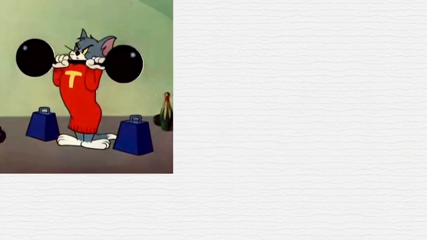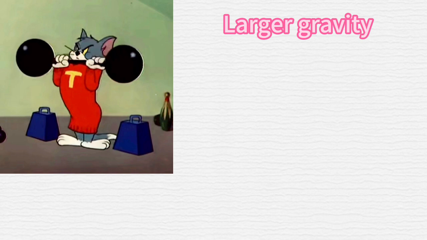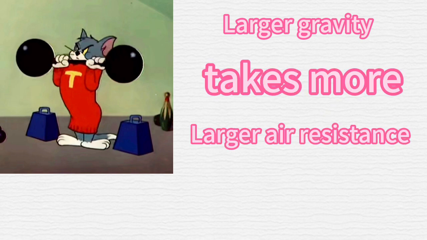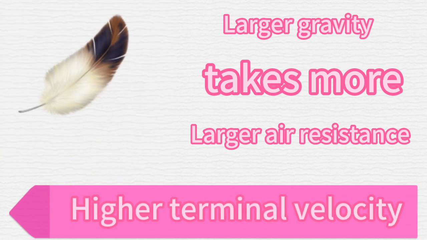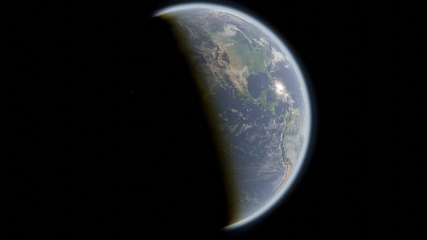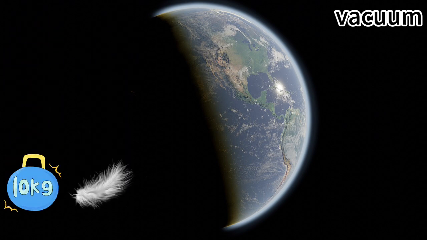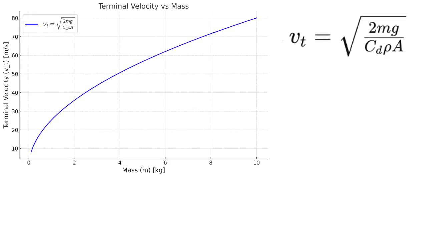Mass also influences terminal velocity. A heavier object, like a metal ball, has a larger gravitational pull, which means it takes more air resistance to balance it. This leads to a higher terminal velocity compared to a lighter object, like a feather. However, if we remove air altogether, like in a vacuum, there's no air resistance, and objects fall at the same rate regardless of mass. This was famously demonstrated during the Apollo 15 mission, where a feather and a hammer were dropped on the moon and hit the ground simultaneously. This formula shows how mass, drag coefficient, air density, and cross-sectional area determine terminal velocity.